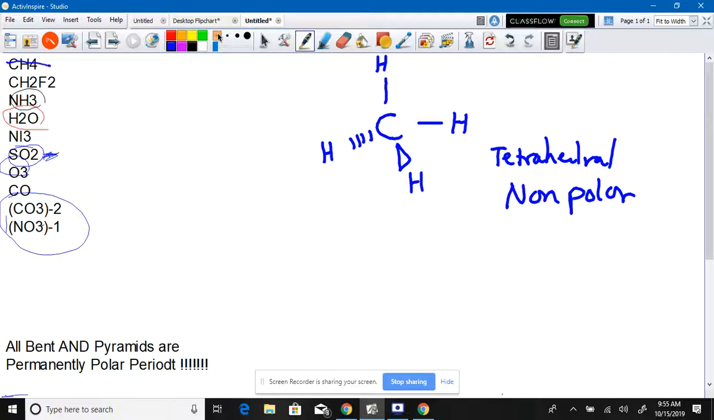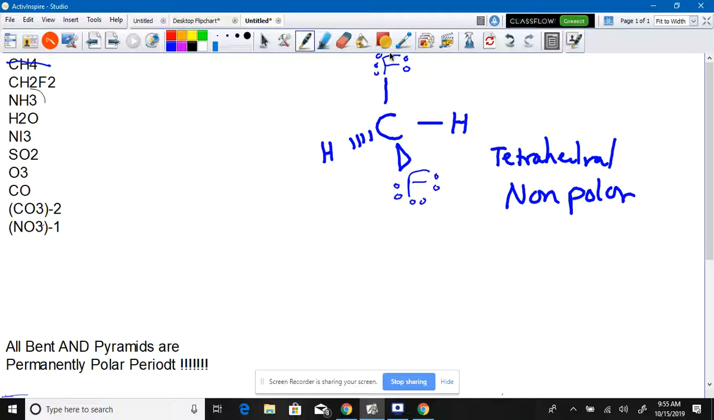So now the next one says CH2F2. We did that already. All I have to do is get rid of this and get rid of that, and put a fluorine there and a fluorine there, right? And then I have to put my dots. Make sure it has all my dots.